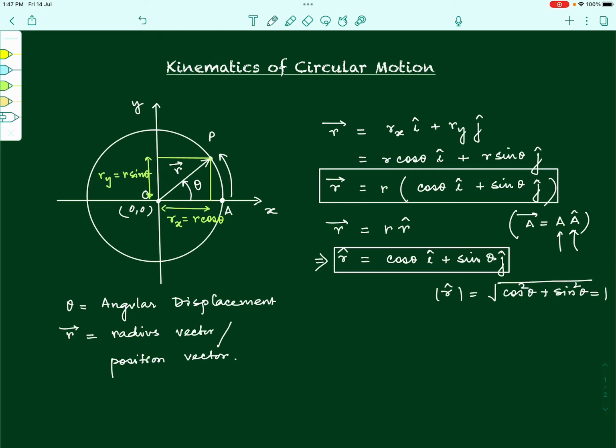And as we look at the figure, what is the direction of vector r? It is pointing in the radially outward direction, right. From the center, it is pointing towards the position of the point P, the position of the body which is moving in the circular path. So, can we say this unit vector r cap essentially is pointing in the radial direction, radially outward direction.